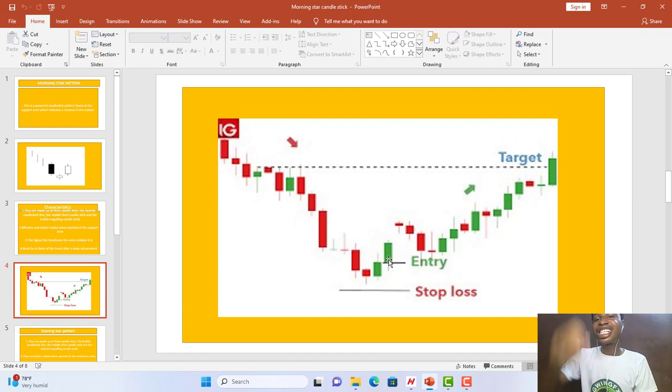Oh my goodness, especially when you spot it in the higher time frame. After a three candlestick confirmation, enter the market. Do not wait for any other confirmation.